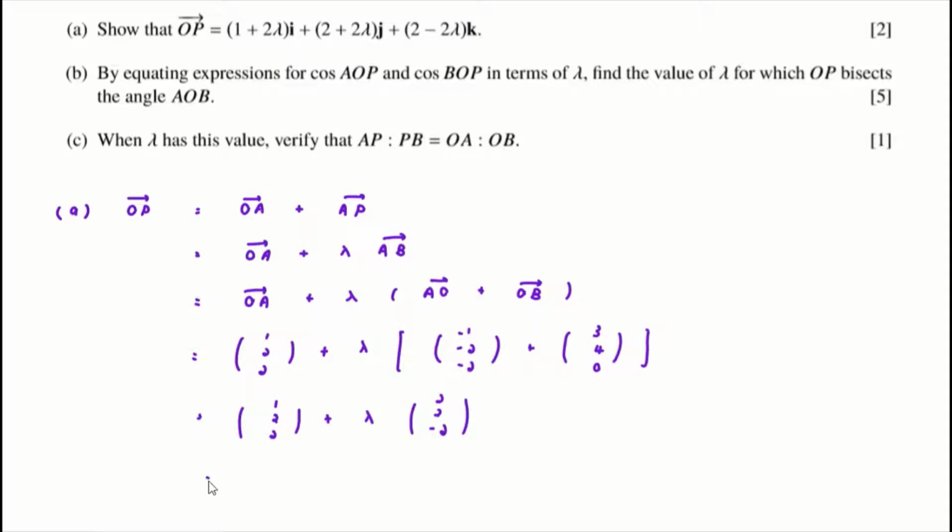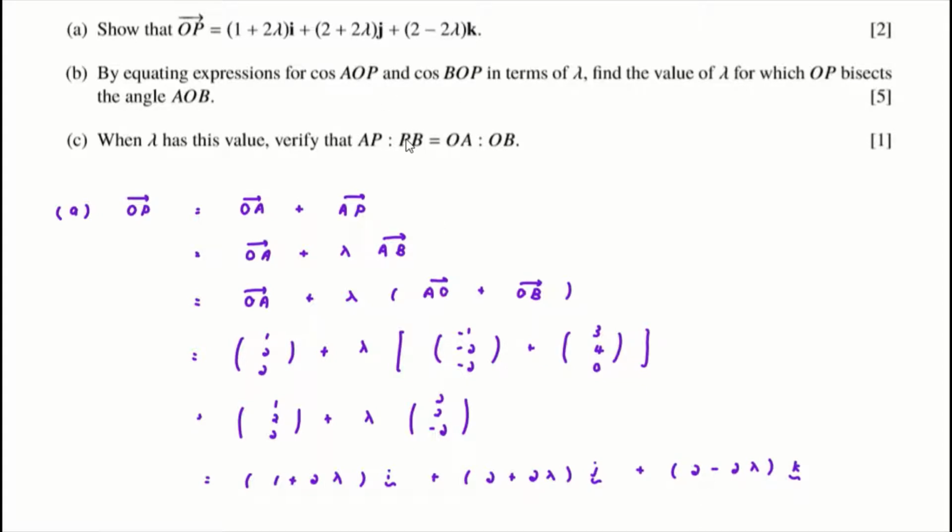Now let's write it in the way that we need to show it. So we have 1 plus 2 lambda i, plus 2 plus 2 lambda j, and the last one we have 2 minus 2 lambda k. So that's exactly the same, and that's why you got the first answer.